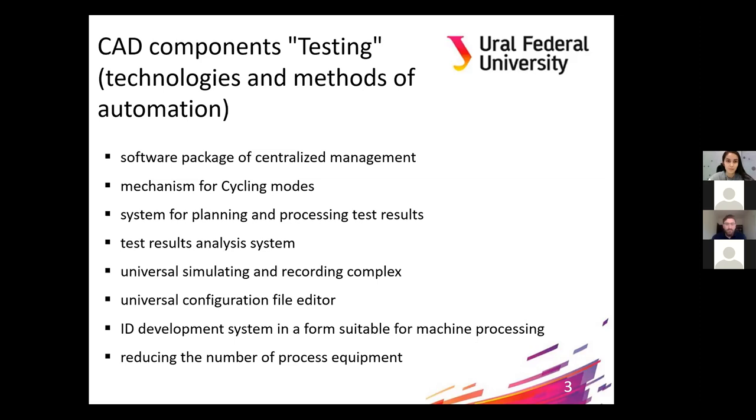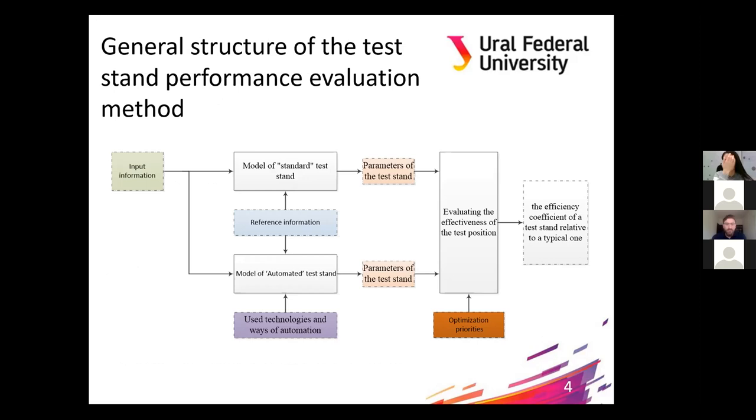The method is based on the models of the standard and automated test position. Source data for evaluating the efficiency of the test stand is contained in the technical terms, source data and organization documents for the development of the control system and its input information. Primary information is fed to the inputs of the standard and automated working position models here. Reference information is provided in the model for organizing calculations of parameters of the test position. Periodic updating of reference information allows keeping the methodology up to date over time.